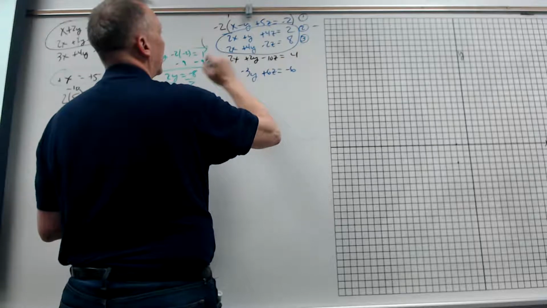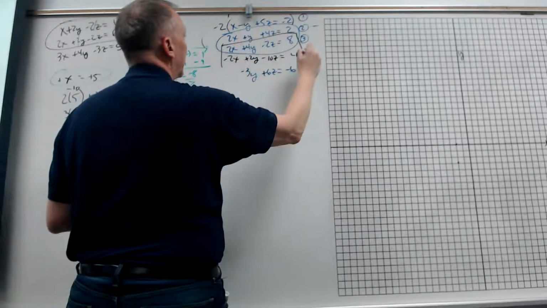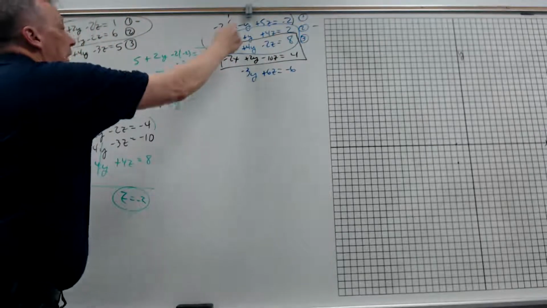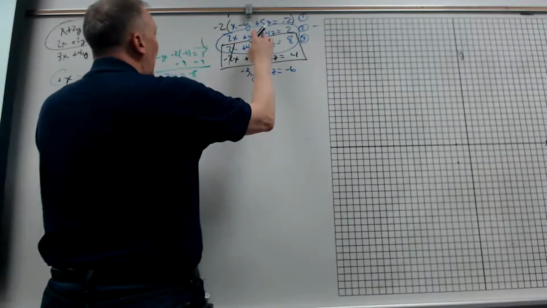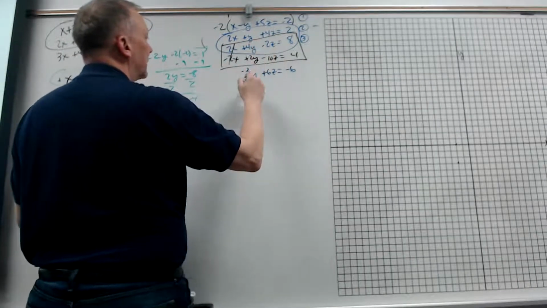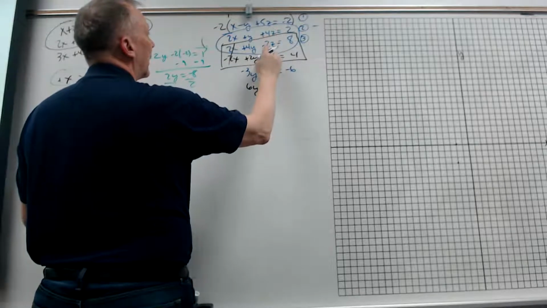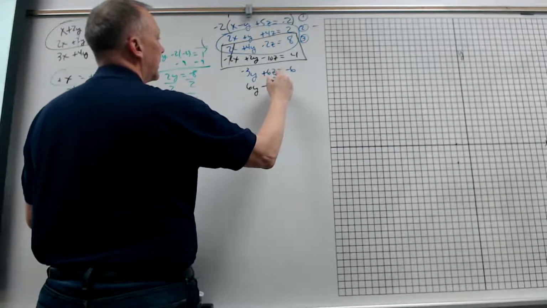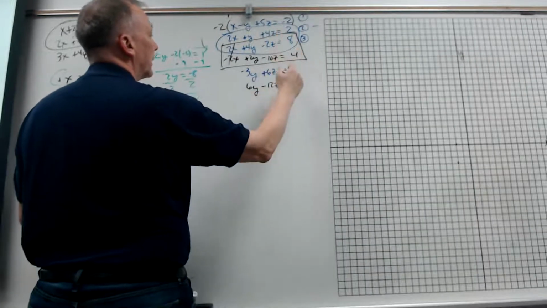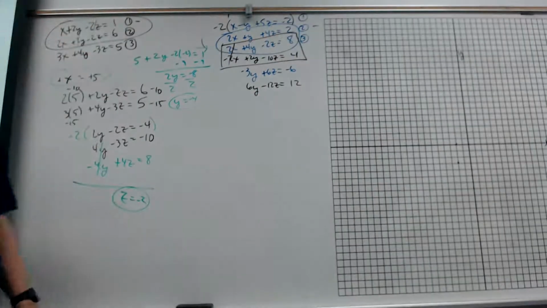And so we're going to take these two equations here, and the x's are going to eliminate, okay? Then it's going to be plus 6y, 12z equals 12. Okay? So now, what are we going to do?